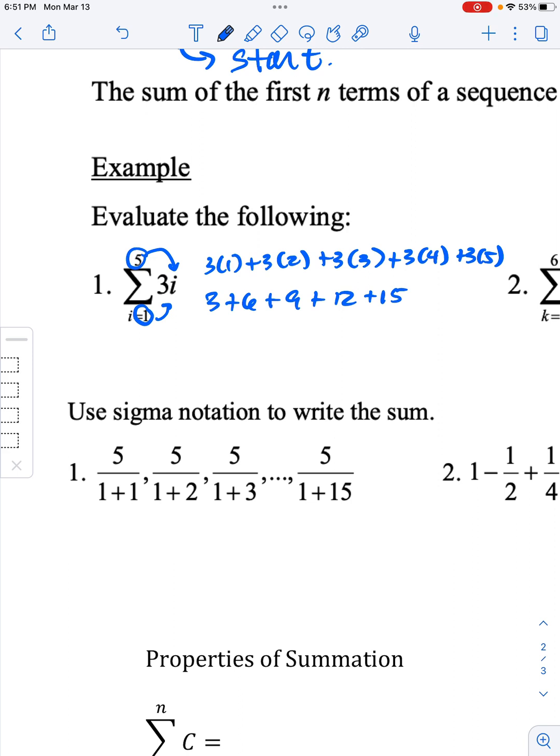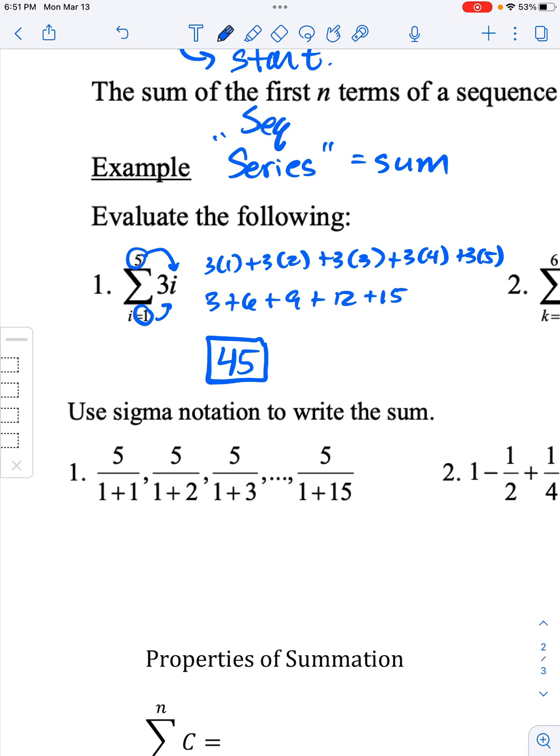I got 45. So my answer is 45 because it's summation. I'm supposed to find the sum of the terms. When you do that, those are called a series. A series is a sum.